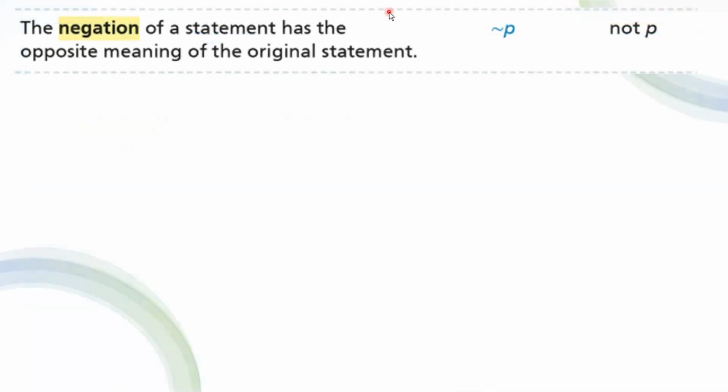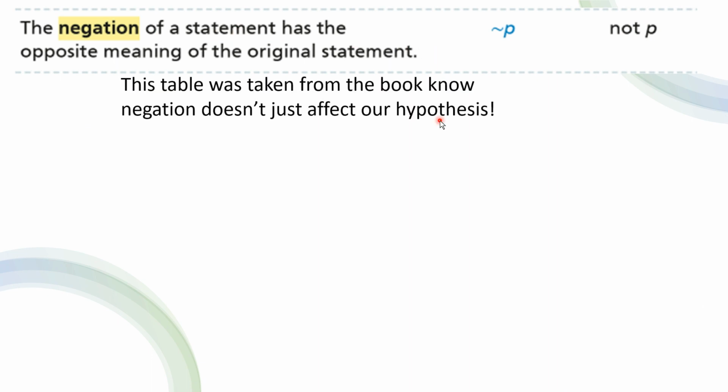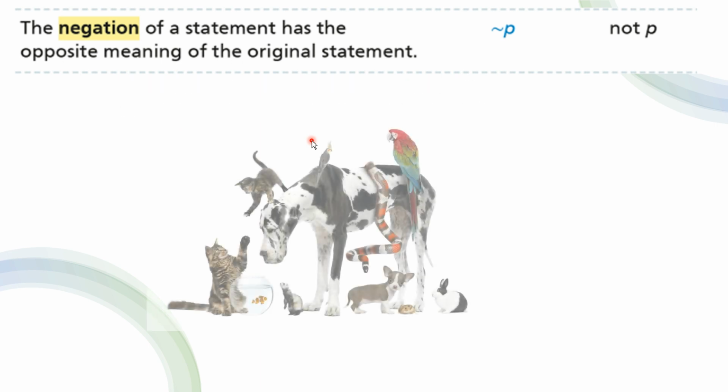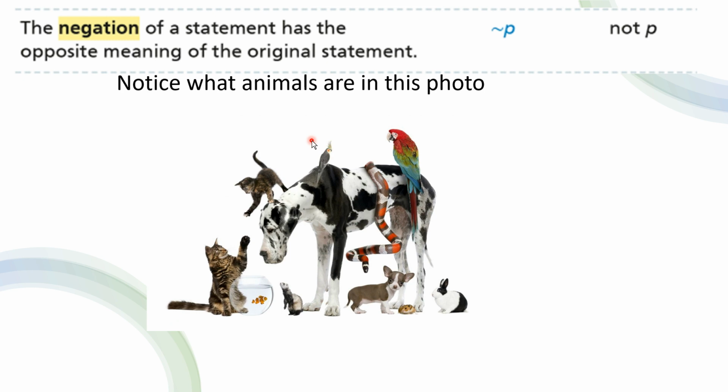All right? So, as you see, negation is right here. Not P, not Q. This was taken from the hypothesis. So this is negation. Notice what animals are in this photo. We have a couple cats, a couple dogs, a gerbil, a fish, a rabbit, a snake, a couple birds, and a ferret by the looks of it.